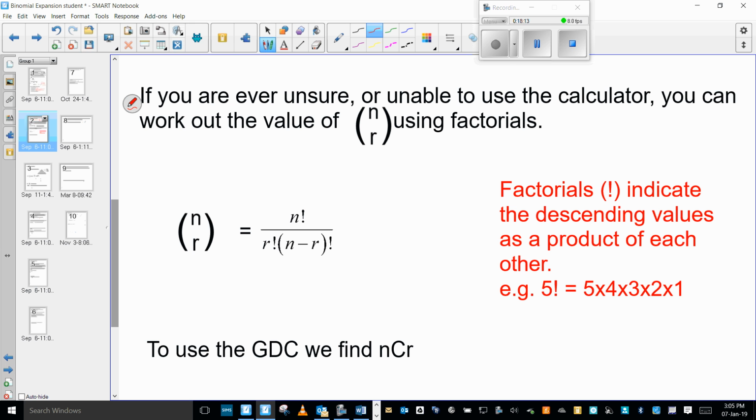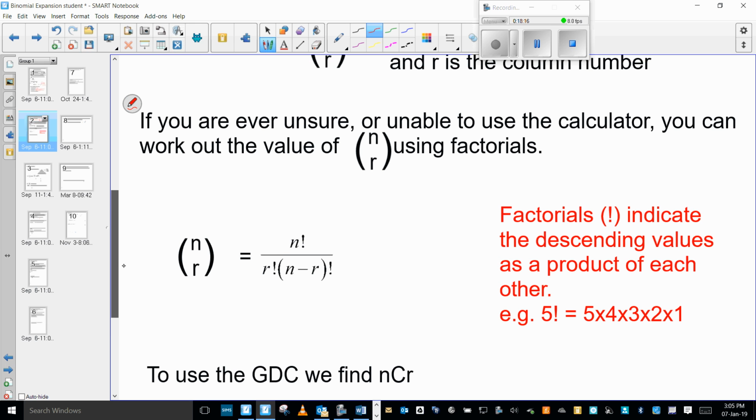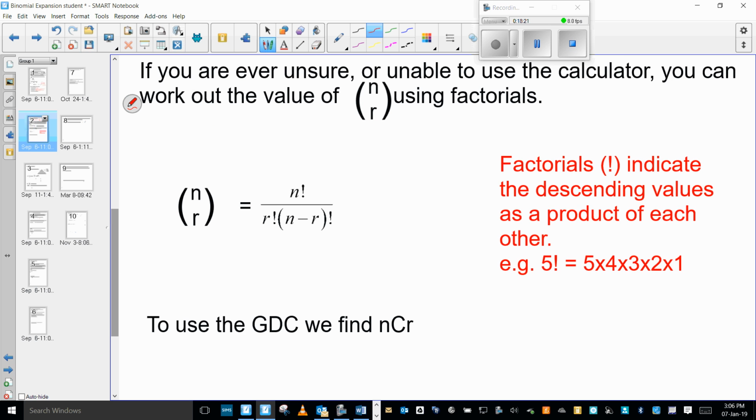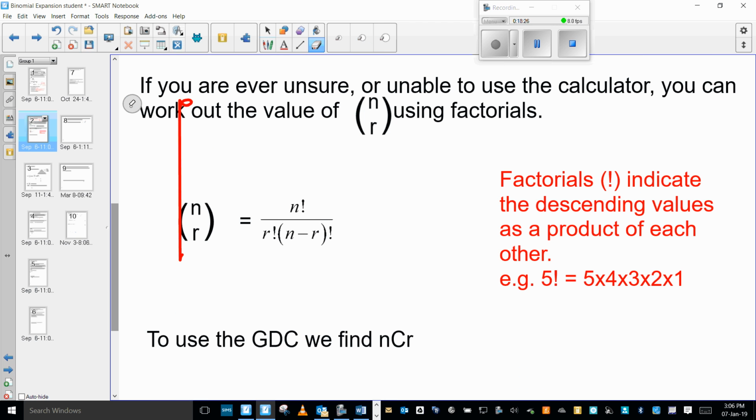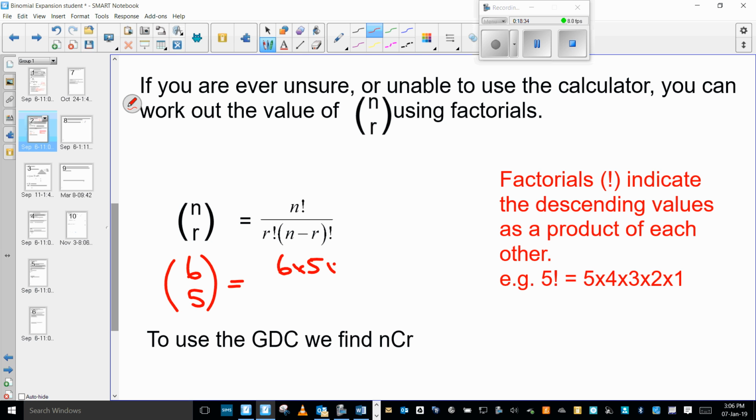Okay? So if we were trying to find, well, let's do one of the ones we just did. What were the ones we just did? 6, 5? Okay, thanks. So let's do 6, 5. That would be 6 multiplied by 5 multiplied by 4 multiplied by 3 multiplied by 2 multiplied by 1. Hold your horses, don't panic. I'm not going to ask you to calculate that just yet. Now, 5 would be 5 multiplied, don't work it out.